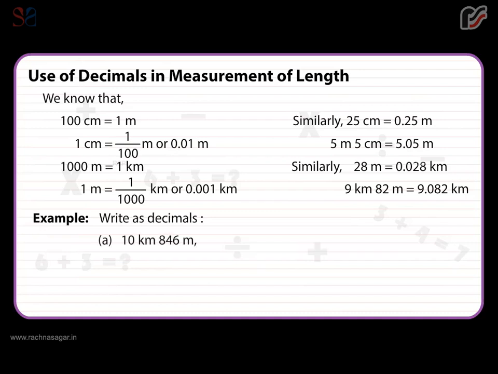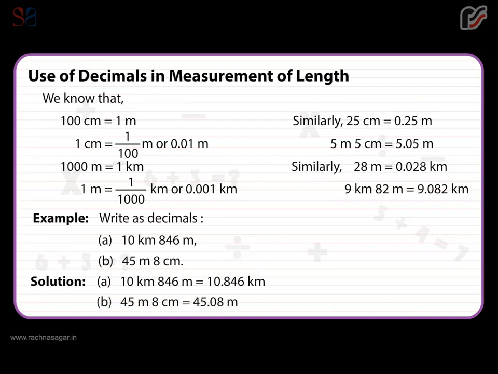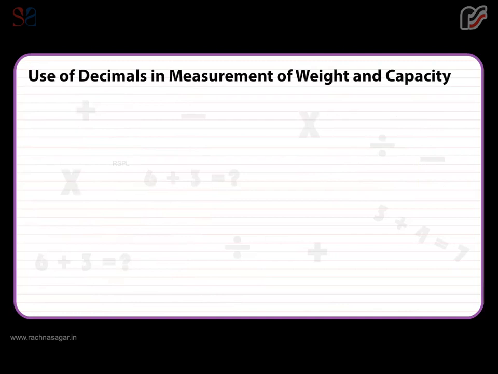Example, write as decimals: A. 10 kilometer 846 meter, B. 45 meter 8 centimeter. Solution, A. 10 kilometer 846 meter is equal to 10.846 kilometer. B. 45 meter 8 centimeter is equal to 45.08 meter.